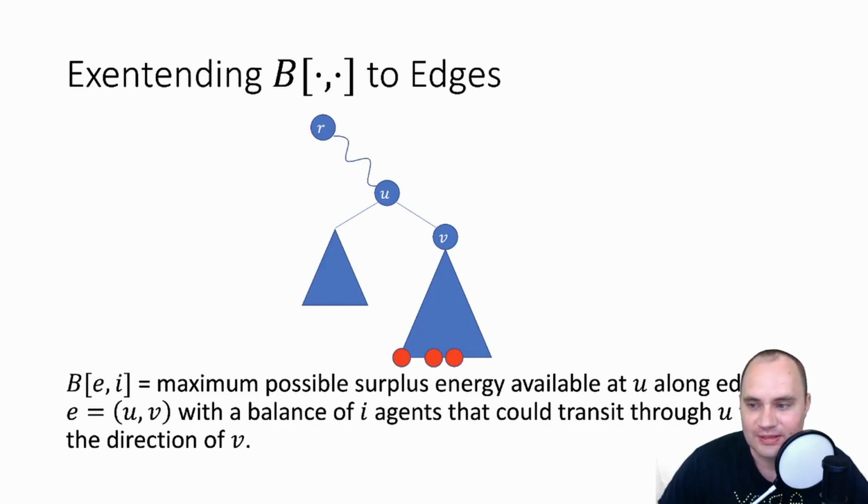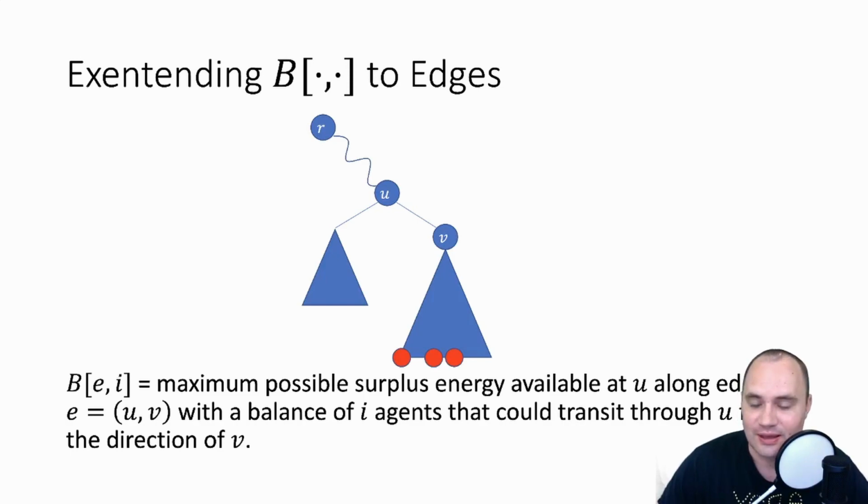And this is a bit of a mouthful, and maybe the English description is not quite clear, especially in light of I possibly being negative. If I is negative, then it refers to the surplus of energy that can be made available at U if some number of agents travel from U to V. But agents might also get stuck along the edge from U to V. Maybe we abandon an agent that runs out of energy.